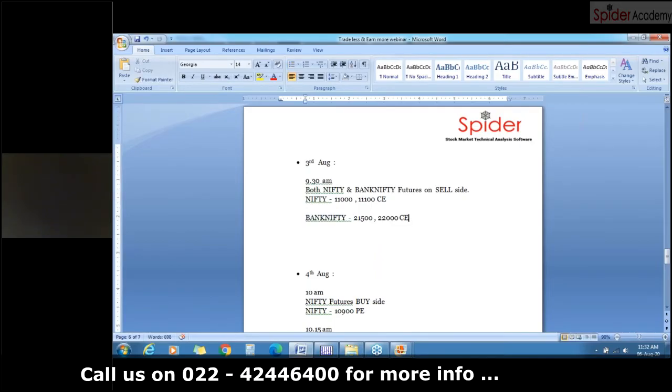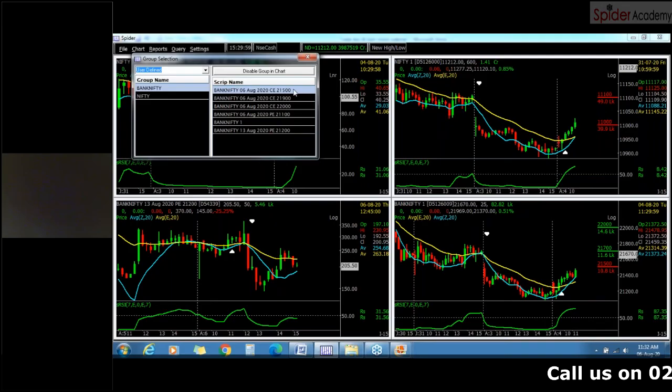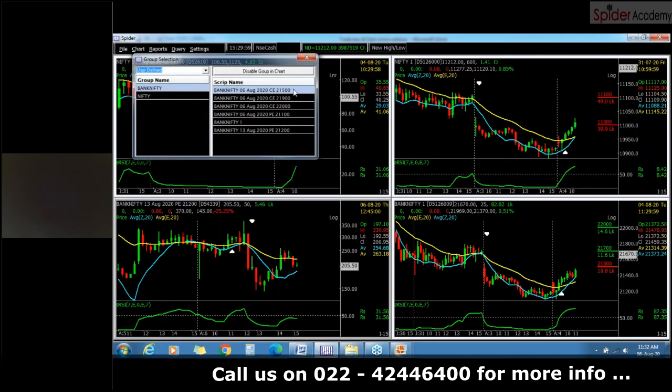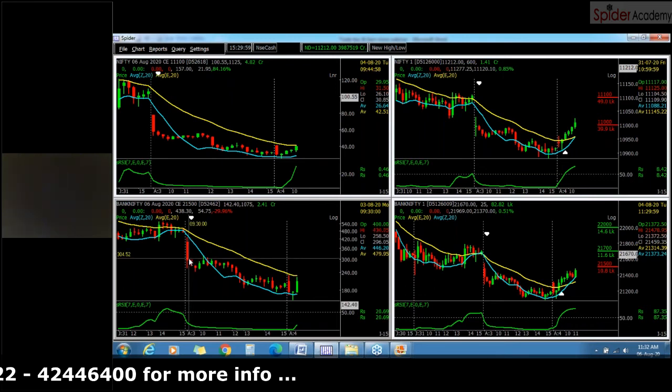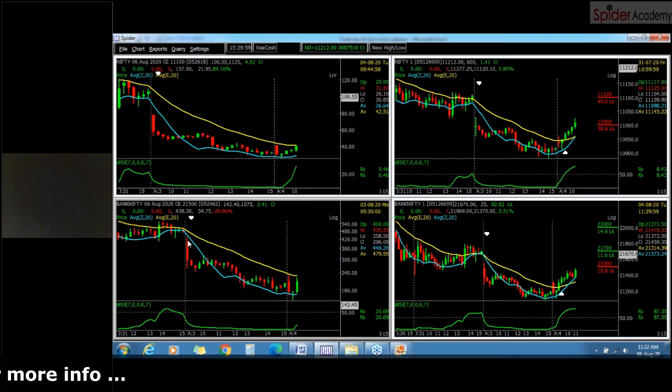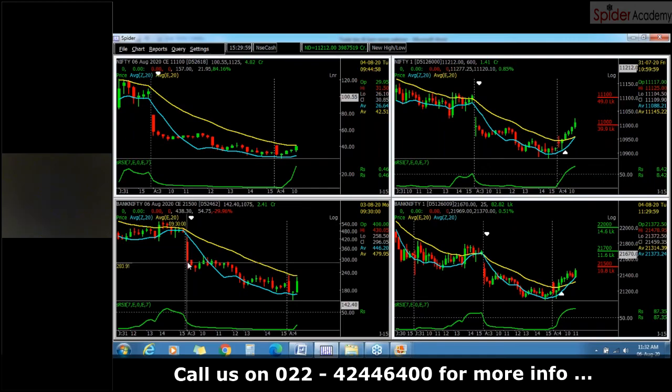So here I will just check for Bank Nifty 21,500 call. Yes, as we can see on this candle, we got confirmation. We are waiting for the first 15 minutes. As I mentioned, the first price close should be below that moving average. So we need to wait for this first 15 minutes, and on the second candle we will be entering.